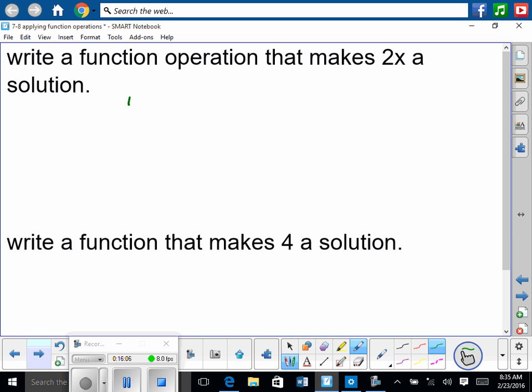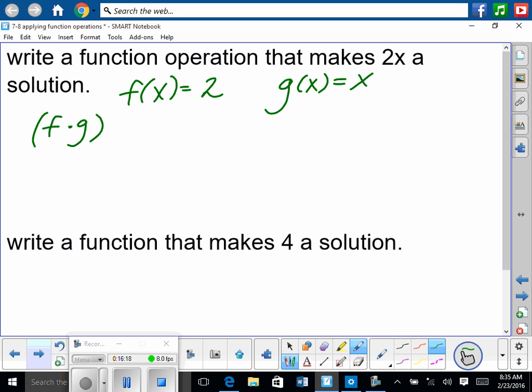It's pretty easy. If I said f of x is equal to 2, and g of x is equal to x, to get a solution of 2x, wouldn't I just have to do f times g of x? So I made up a problem, because that would be 2 times x, which is 2x. So I made up a problem to make this a true statement. Does that make sense, everybody?